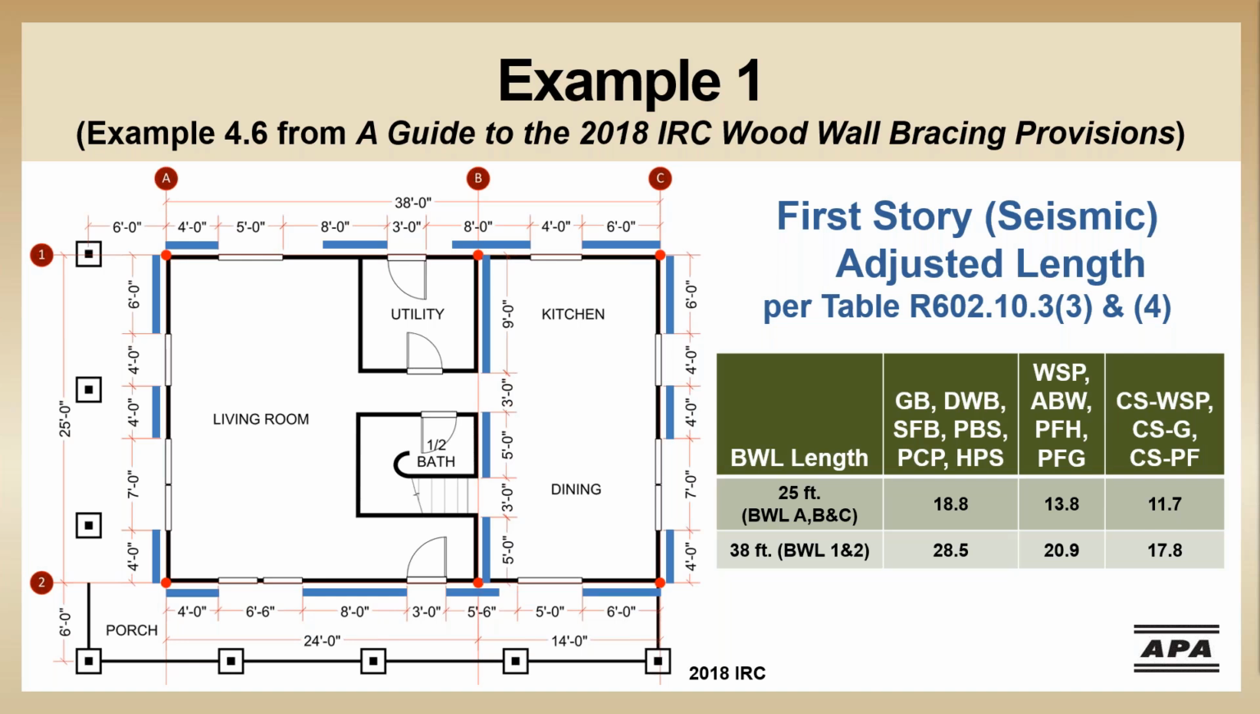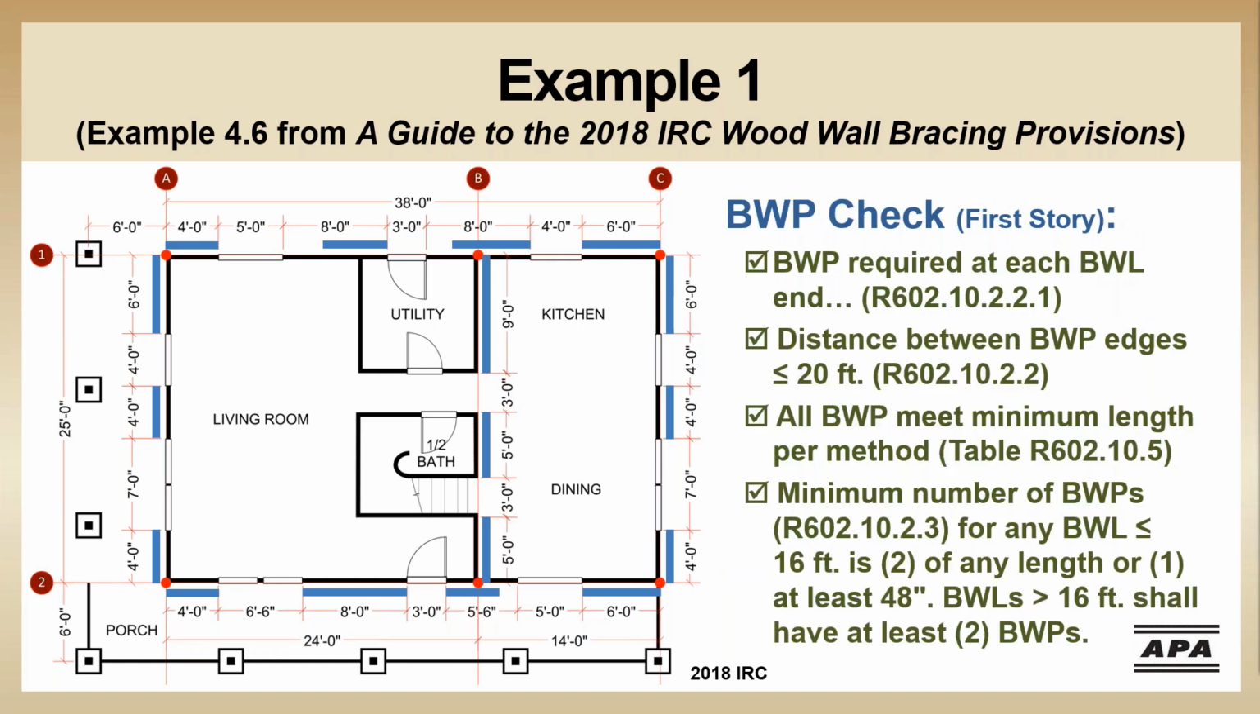So right now, we've still got lots of braced wall panel method options. We don't need to decide on a method quite yet. Going back to our checklist, we can see we're still meeting all of these minimum requirements for braced wall panel spacing and location. As a side note, this plan has some really nice 4-foot sections of wall at the corners.